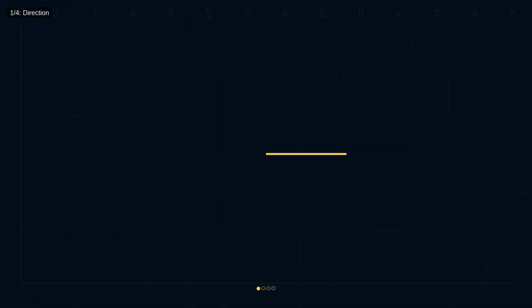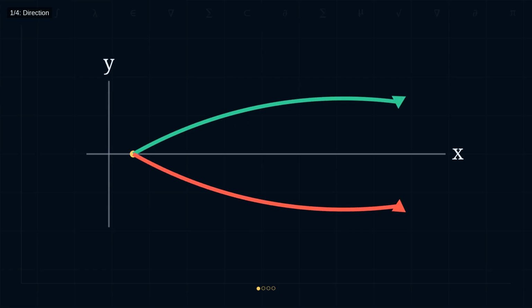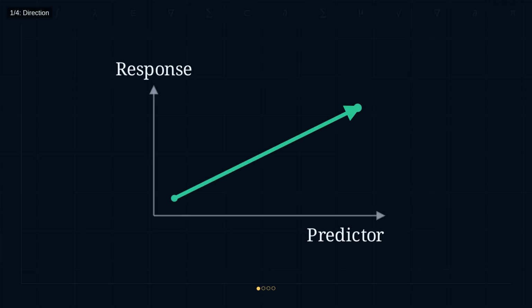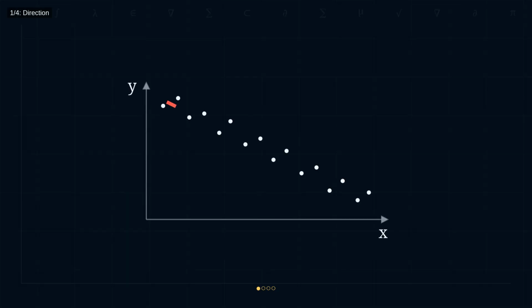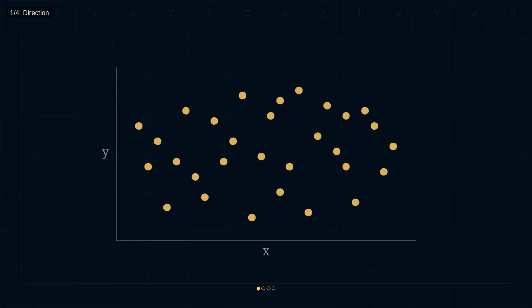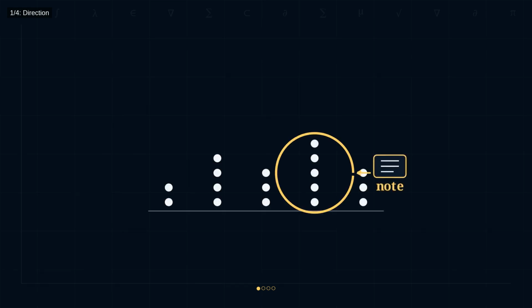Direction means whether increases in the horizontal variable tend to pair with increases or decreases in the vertical. A clear upward trend across the cloud suggests that higher levels of the predictor tend to accompany higher responses. A downward tilt suggests the opposite. A blob with no tilt suggests that learning from one variable to predict the other will be weak. If your plot has vertical stacks because many points share the same horizontal value, note that too. It affects interpretation.